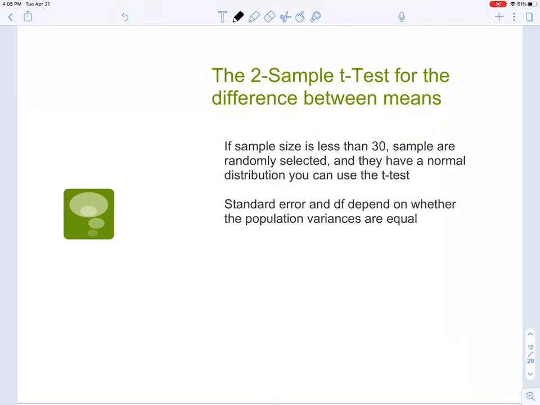If the sample size is less than 30, samples are randomly selected and they have a normal distribution, you can use the t-test. The standard error and the degree of freedom will depend on whether the population variances are equal or not. So we're still dealing with the same criteria. They have to be random, they have to be independent, they have to be normal, and our standard error equation and our degree of freedom is going to change.